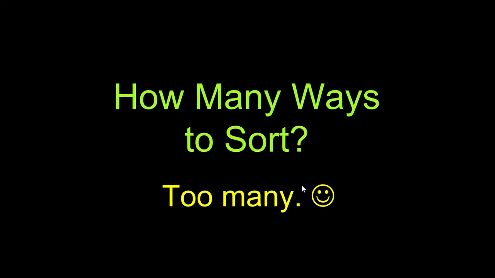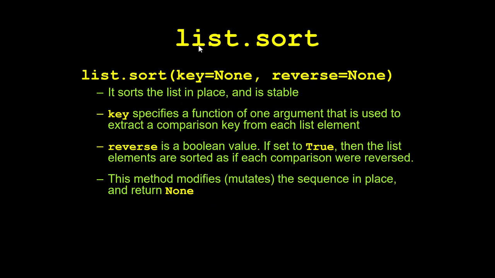We are reaching the end of this lecture. Let's mention the built-in sorting in Python. list.sort. The method sorts the list in place and is stable. It has two parameters here: key defaults to None, reverse defaults to False.